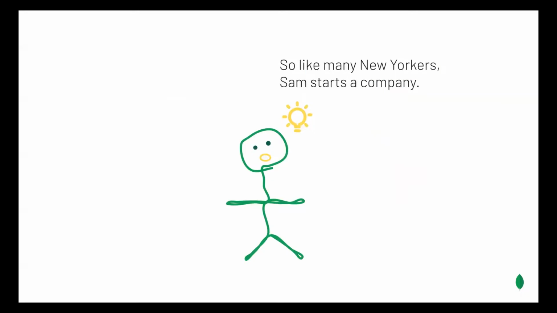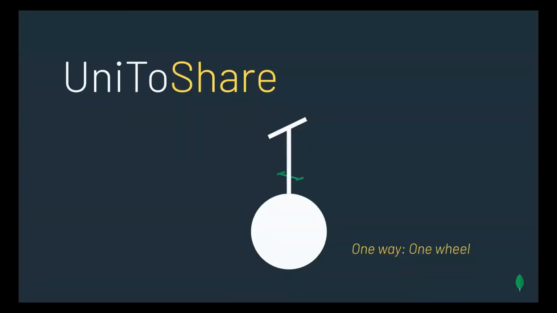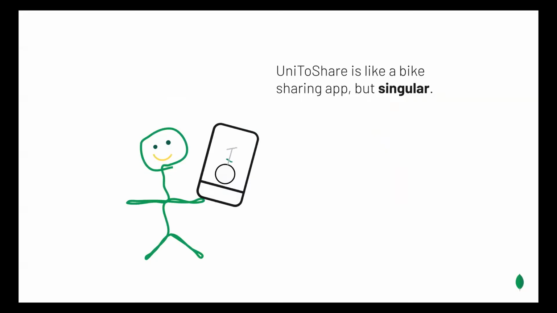So like many New Yorkers, Sam starts a company. You Need to Share. One way, one wheel. You Need to Share is like a bike sharing app, but singular.